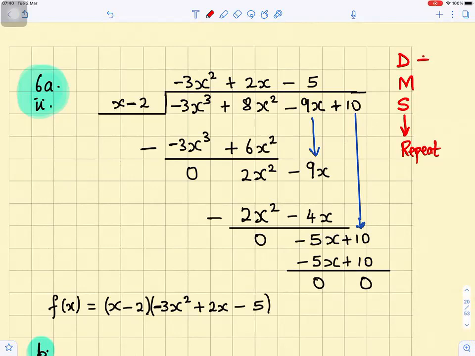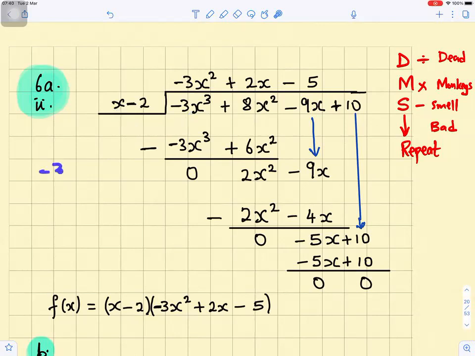So divide, multiply, subtract, bring down, and then repeat. And the way to remember it is dead monkeys smell bad, and repeat. So we divide 3x cubed divided by x squared.